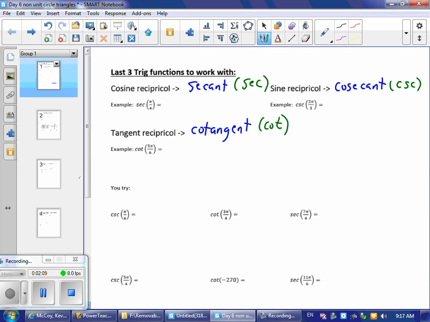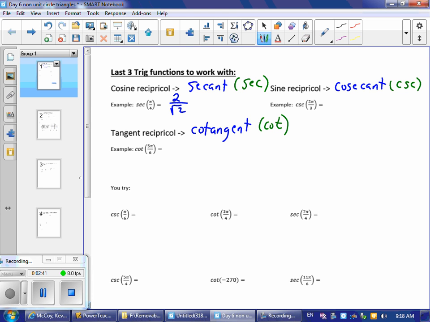Okay, so if I want to find the secant of pi fourths, well, I need to know the cosine of pi fourths because they are reciprocals of each other. So if I know the cosine of pi fourths, and the cosine of pi fourths is the square root of 2 over 2, that makes the secant, the reciprocal, flipping it over, 2 over the square root of 2. And yes, that is okay to leave like that.